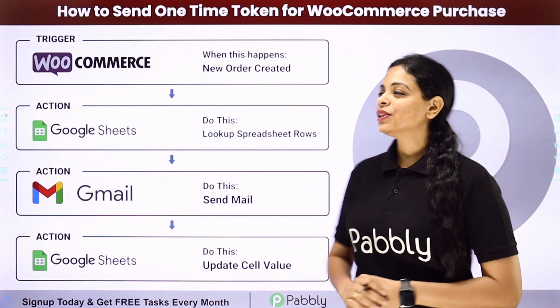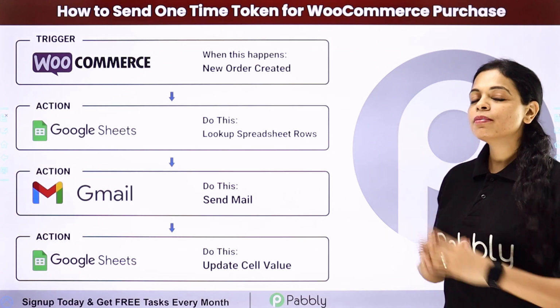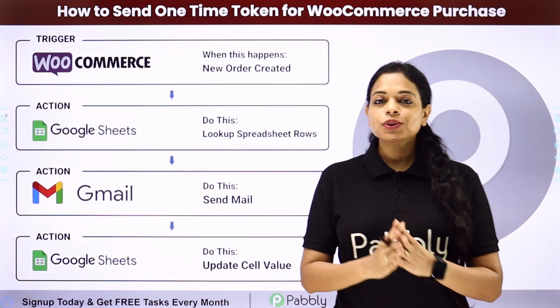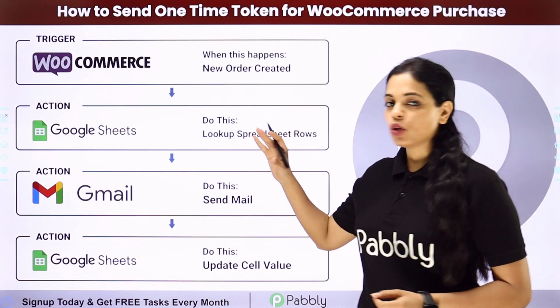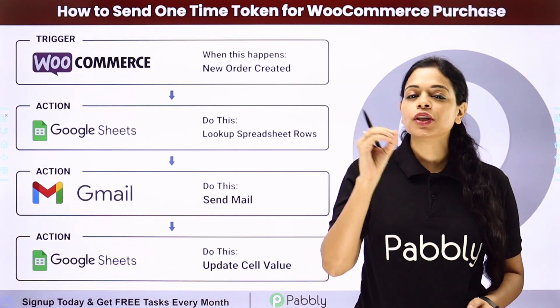In this video, we are going to see how to send one-time token for WooCommerce purchase. So here my objective is, every time a user has made a purchase on WooCommerce, then automatically a mail should be sent to the person along with a unique coupon code.